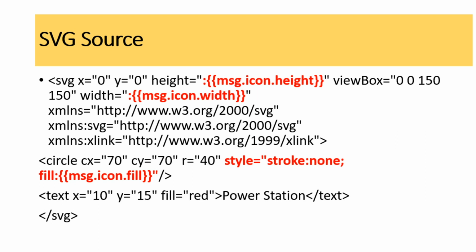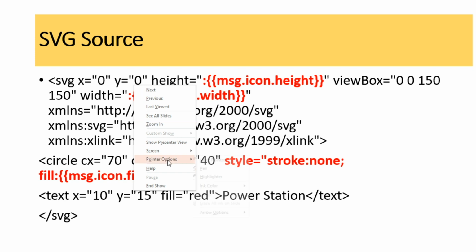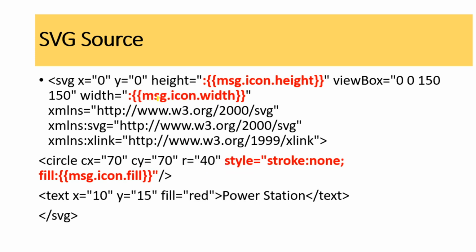So we have seen three properties have to be changed here. So the corresponding value has to be configured here in the SVG source tab as well. So we have to change the height attribute as message.icon.height, which has been configured as a function in the earlier slide. Then width has been changed to icon.width, and fill is changed to message.icon.fill.